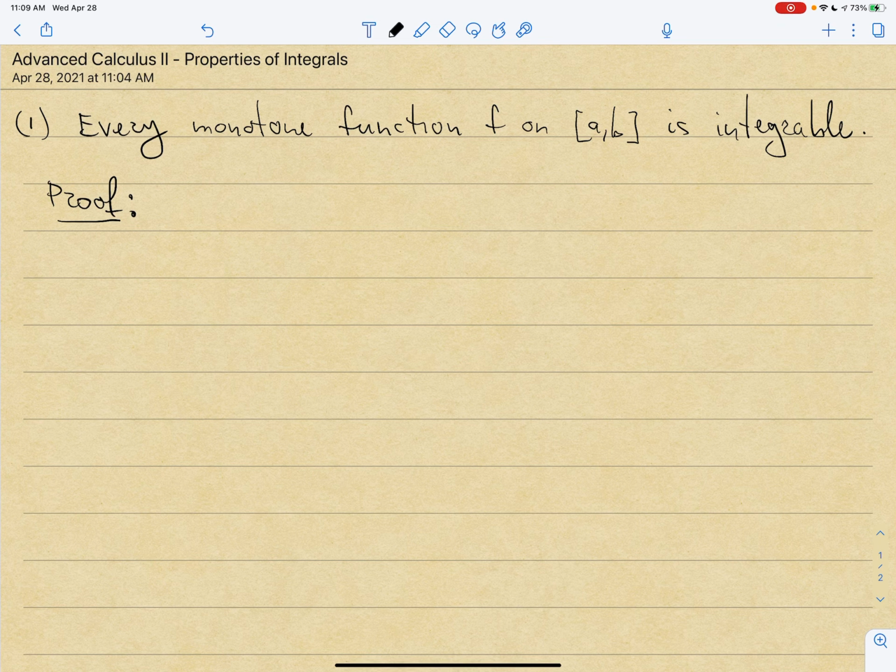So the only thing that we need to check in this case, remember that we have two criteria of integration. So if we can check one or another, then if that criterion works, then we're done. Let's suppose now if we have a monotone function, it's either monotone increasing or monotone decreasing. So let's suppose that it's monotone increasing. So suppose that f is monotone increasing on [a, b].